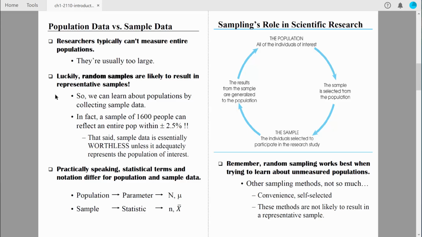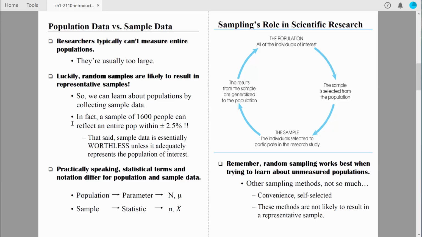Think for a second about presidential polling data. If we measured about 1,600 people, which is a pretty large sample size, and we asked them who they plan to vote for in an upcoming election, our sample is likely to give us an answer within about 2.5 percentage points of the correct answer. That's pretty darn good, considering that millions of people will vote in a presidential election.